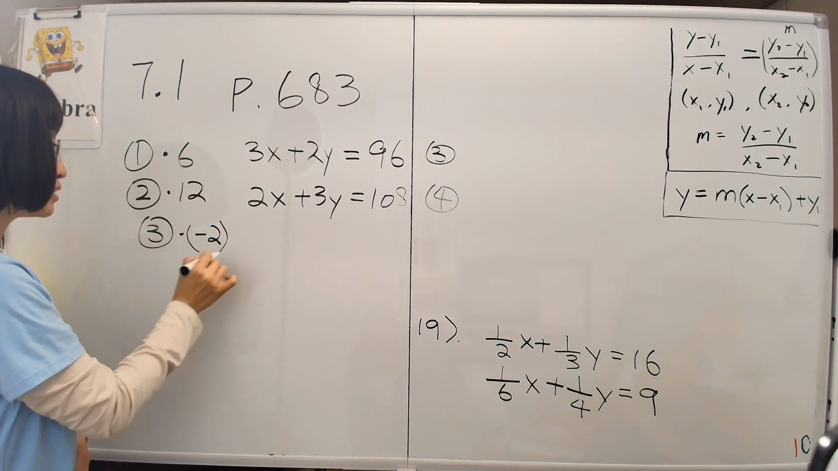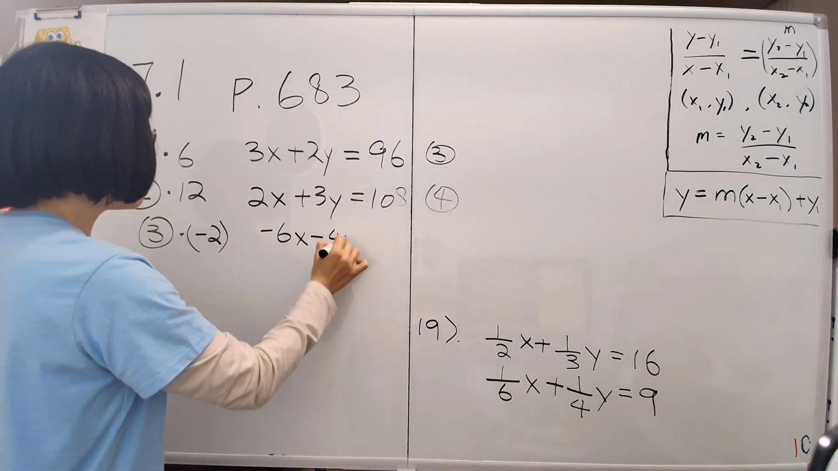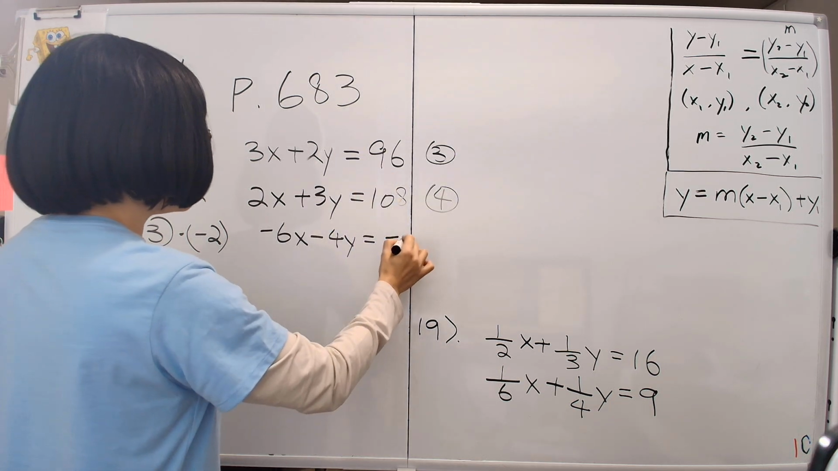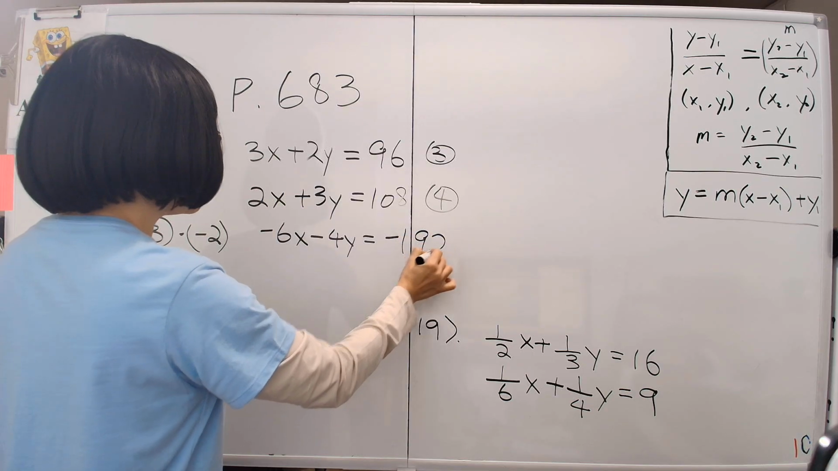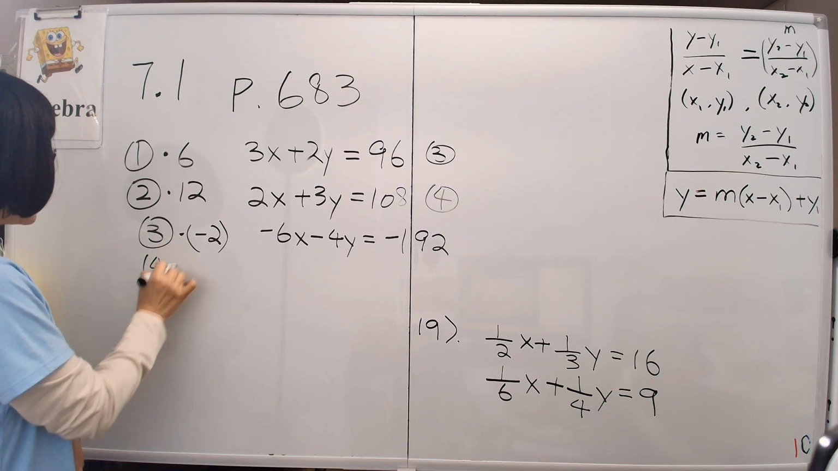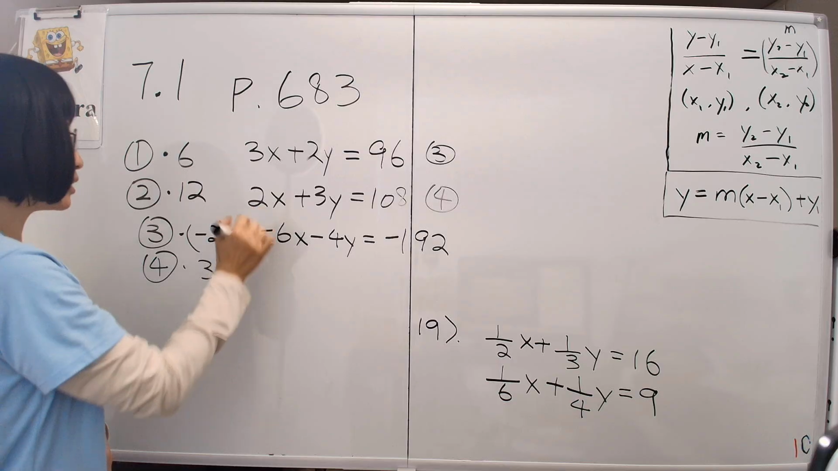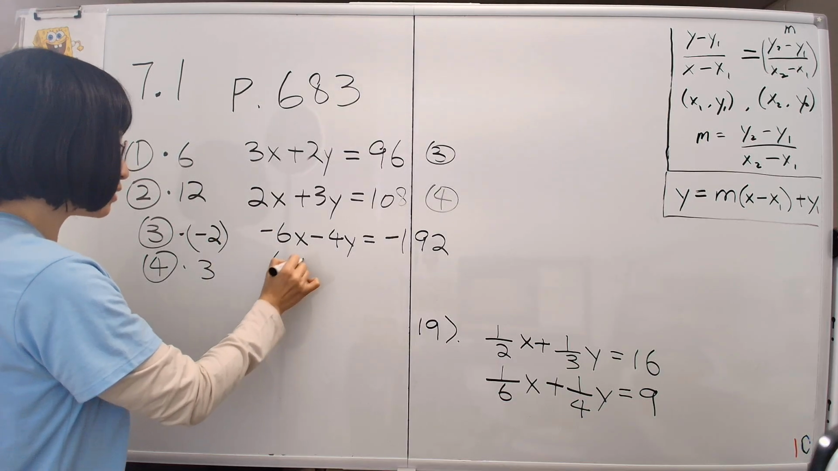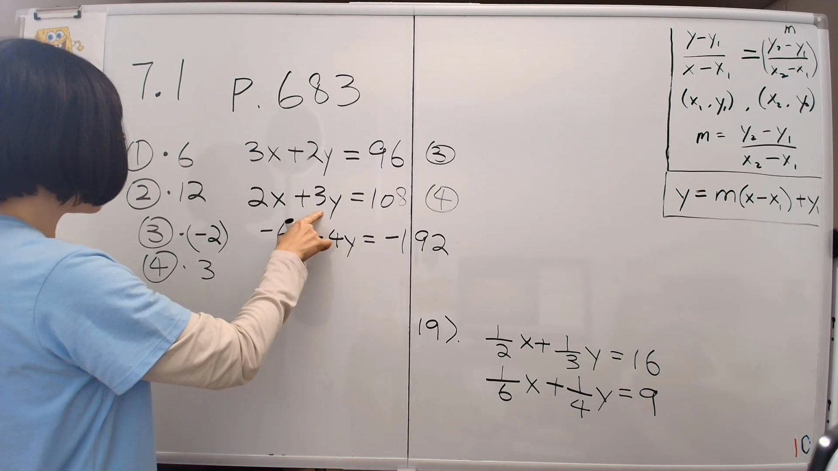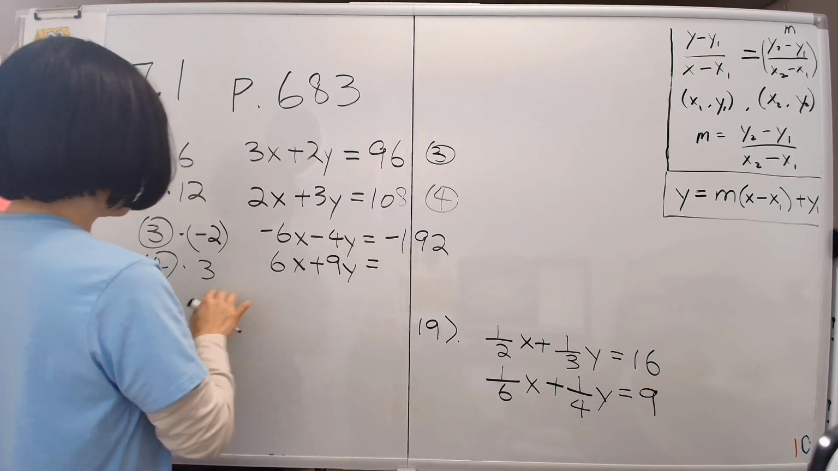Equation 3 times minus 2, that will be minus 6x, and then minus 4y, and that equals, times minus 2, negative 192. So that number is getting bigger and bigger. And in the meantime, we'll take equation 4 and multiply it by positive 3. Then that will give us also 6x. That's what we're shooting for. They're the same except with a different sign. And then this thing has to times 3, that's plus 9y, and that equals to times 3.